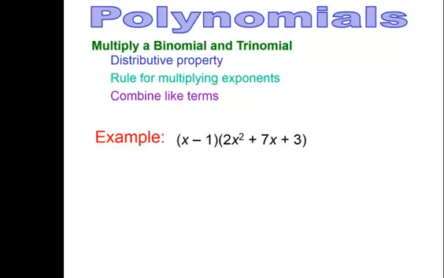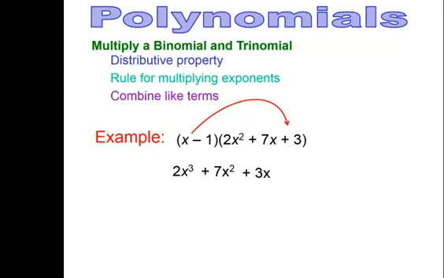We have here a binomial to a trinomial. And I'm going to take that binomial, that first term, and I'm going to multiply it to everything in the second parentheses. X times 2x squared is going to give you 2x to the third. X times 7x is going to give you plus 7x squared. And then x times 3 is going to give you plus 3x.